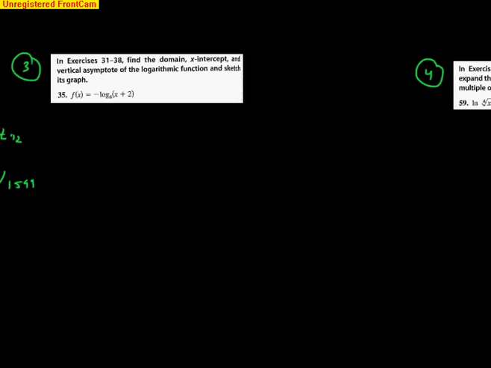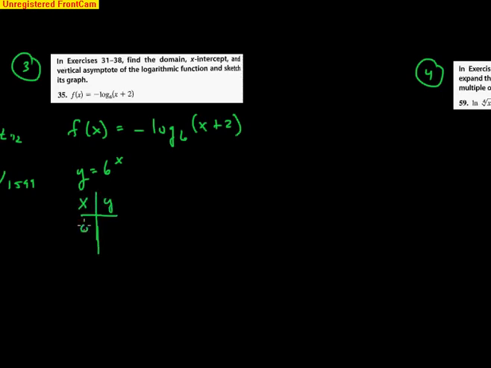3. Here we go. Let's graph a log. Here it is. I'll write it down for you. f of x equals negative log base 6 of x plus 2. So whenever you're graphing a log, I like to think of the exponential. The exponential here would be y equals 6 to the x. The base of the log is the base of the exponent. So this graph has 2 points, (0, 1) and (1, 6).